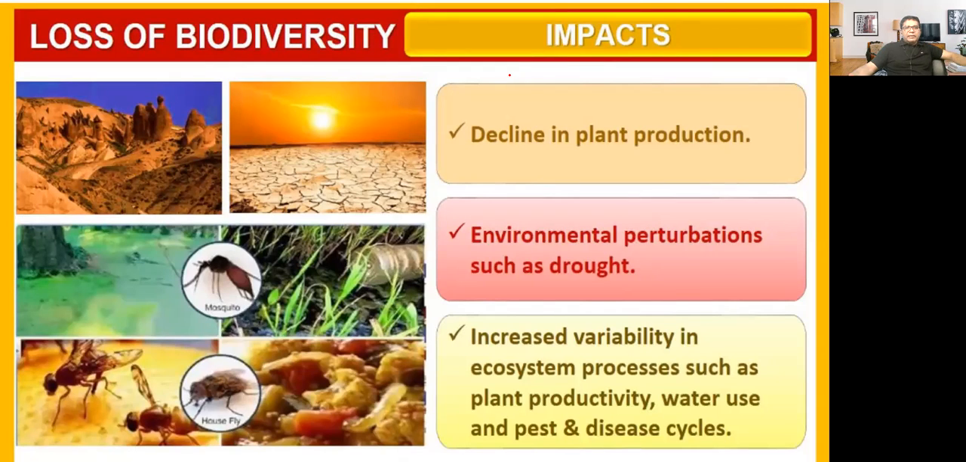Now, what is the impact of this extinction? If species are becoming extinct, it will have side effects. That will be decline in plant production, environmental perturbations such as drought, and increased variability in the ecosystem. Processes such as plant productivity, water use, and pest and disease cycles will change.